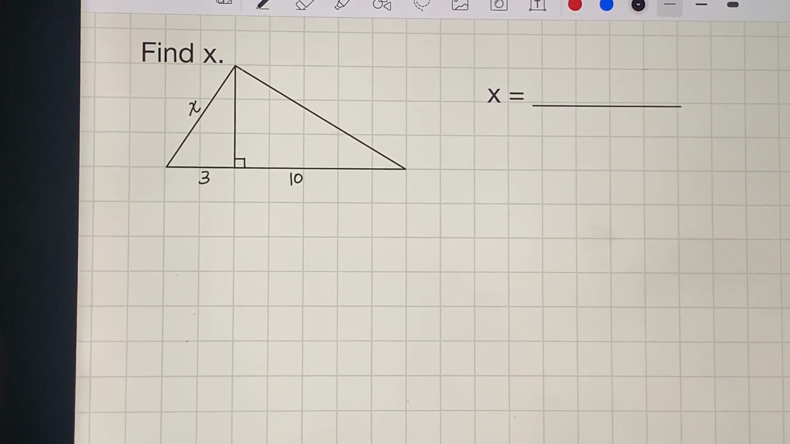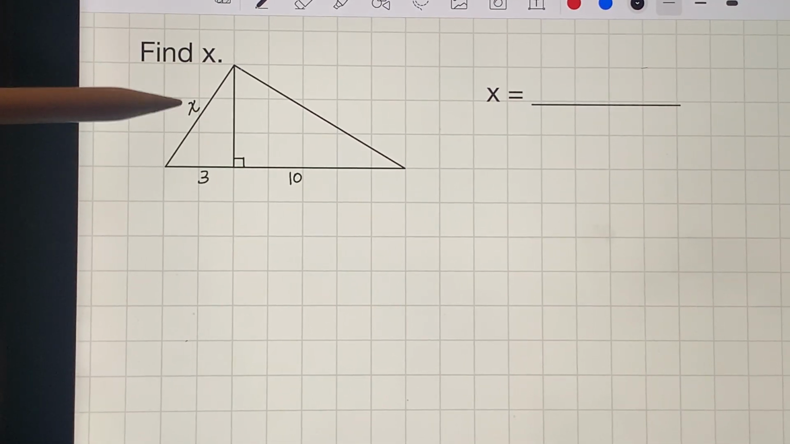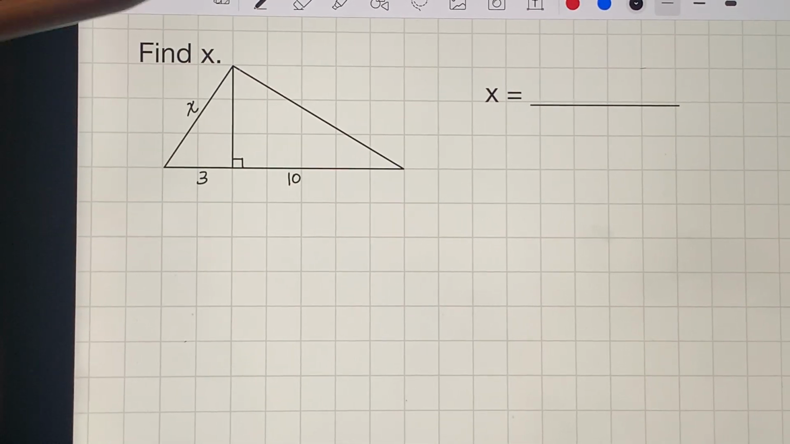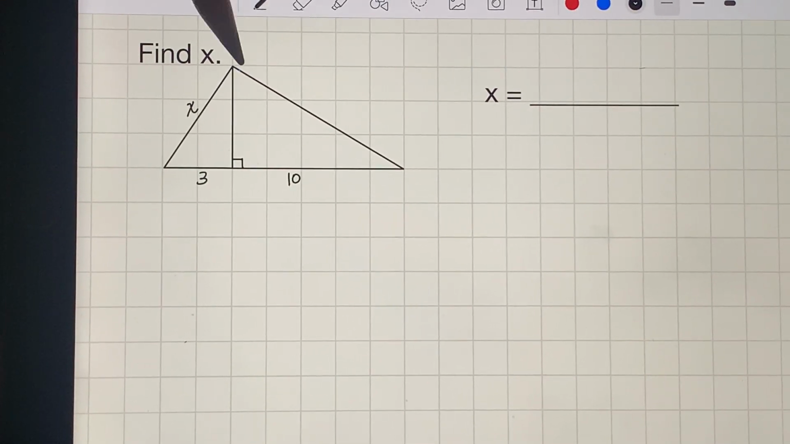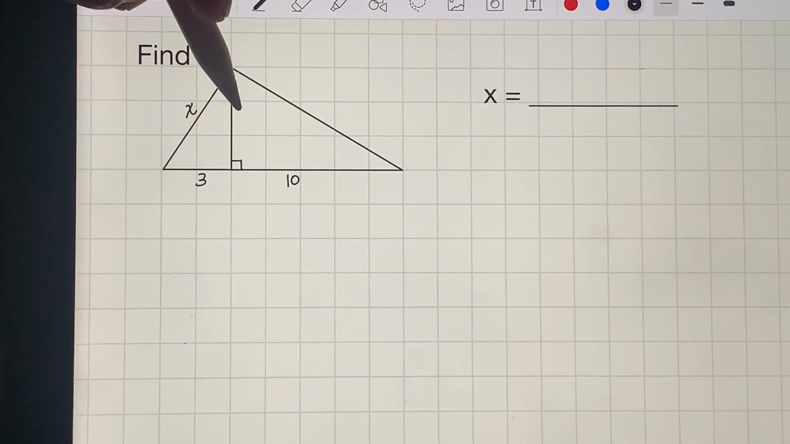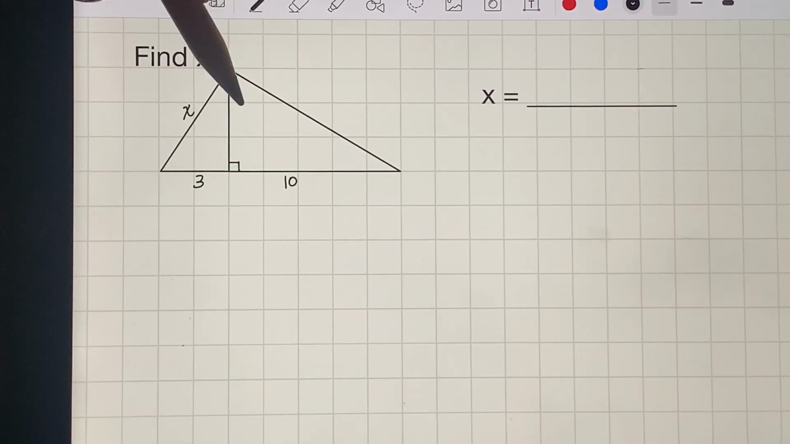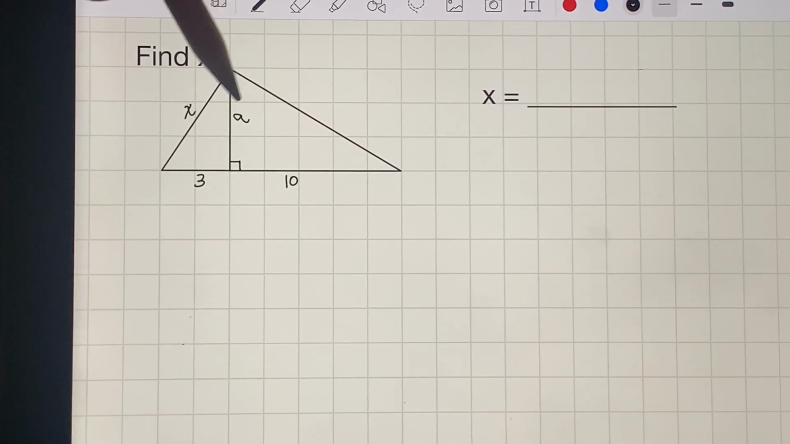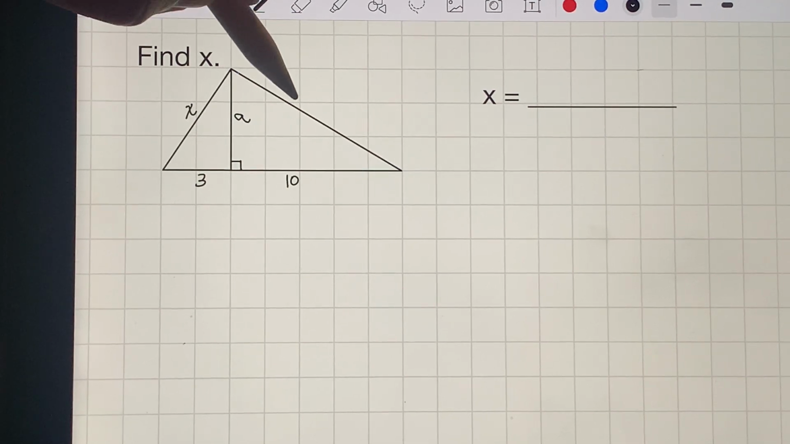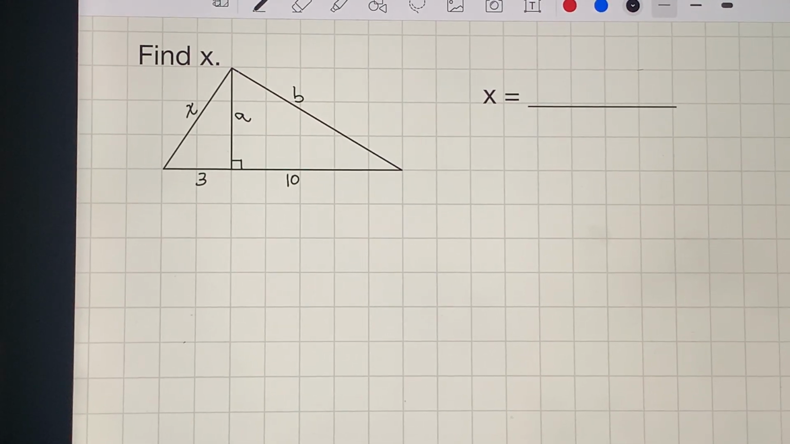Hello, today in Geometry Review we're going to find the value of x. But before we begin, let me add two variables that will help me solve my problem. First variable is going to be a, and second variable is going to be b.